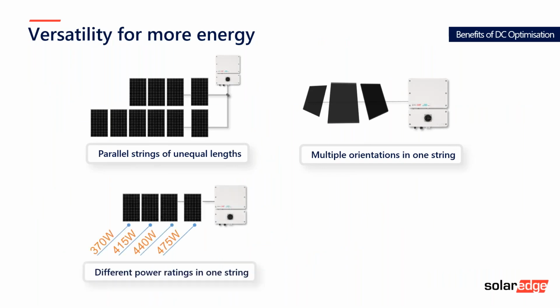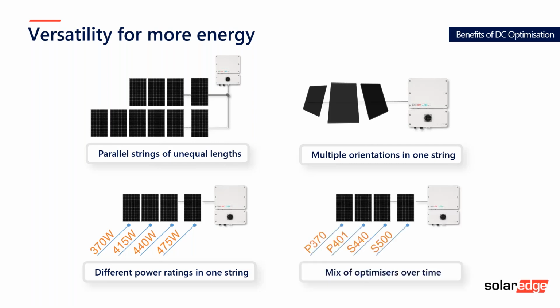I'm just going to step through these. I think I've touched on a lot of these points. The ability to do uneven strings, multiple orientations. We can mix different power in the string. We can also mix different optimizers to accommodate different panel types in those strings. So that ability to expand over time, whether it's actual extra strings or extending strings, is something that we can do.